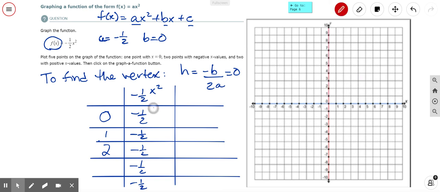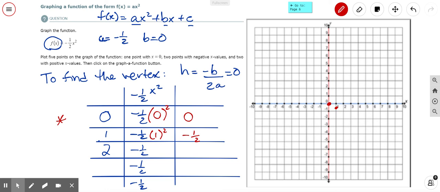We're going to be plugging in 0 squared. So 0 squared is 0. 0 times that is 0, 0. Got it. First point, 0, 0. That's your vertex. Then -1/2 times 1 squared, or I should say 1 squared is 1. -1/2 times 1 is -1/2. So 1, -1/2 right here.